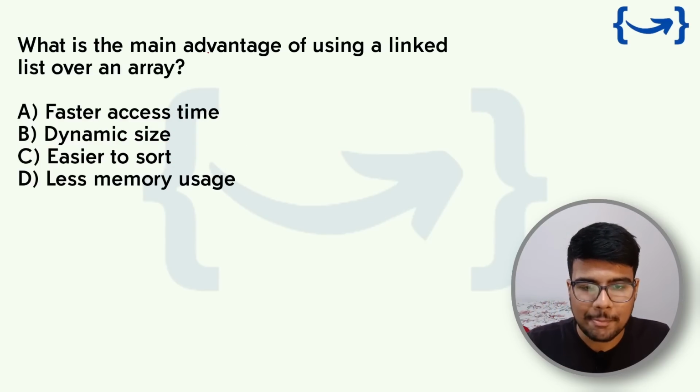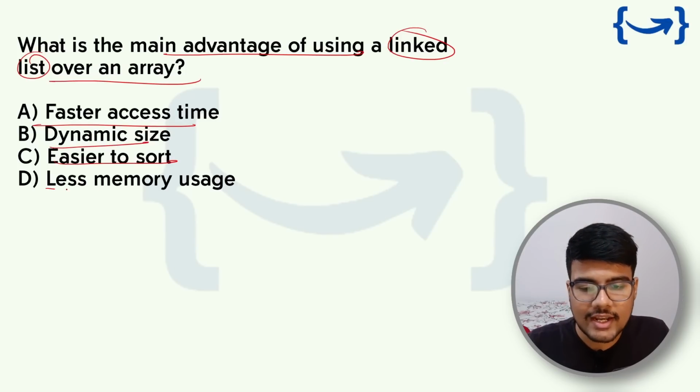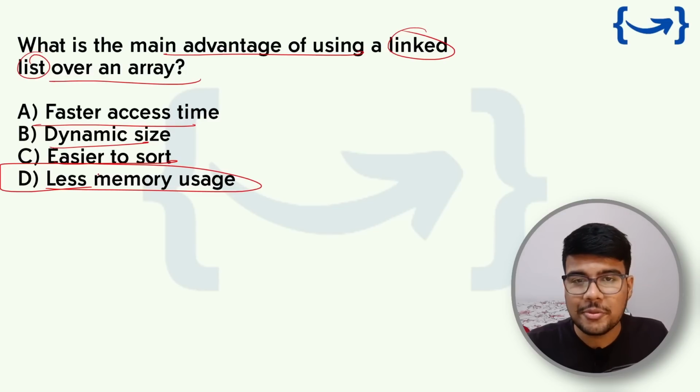Now, what is the main advantage of using a linked list over an array? Faster access time, do you feel? Dynamic size, easier to sort, less memory usage. What would be the right option?